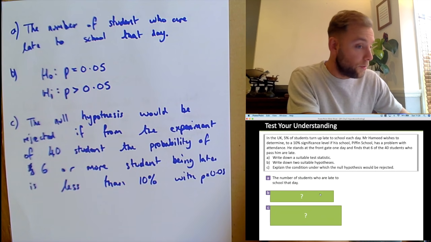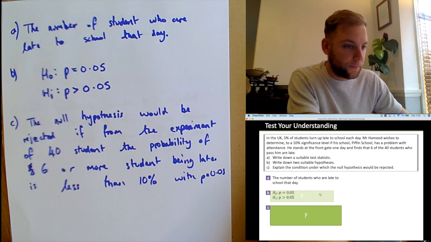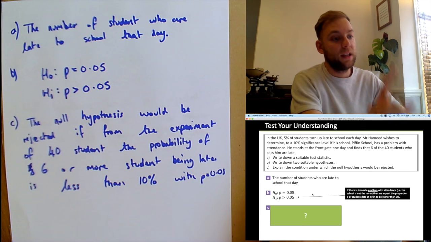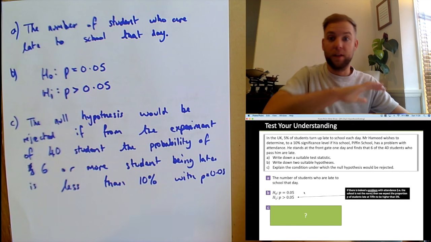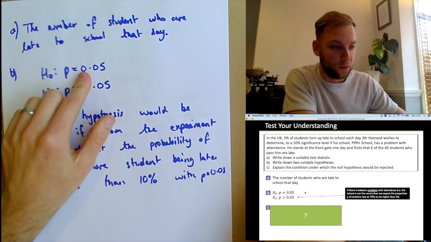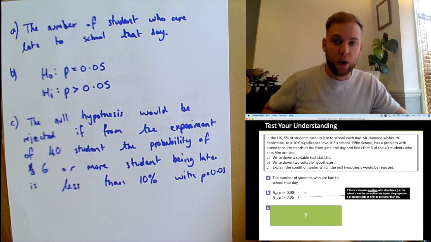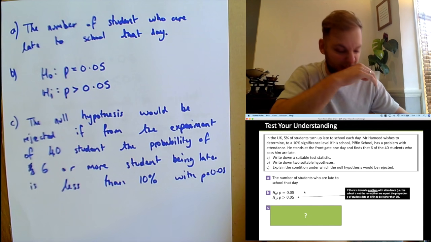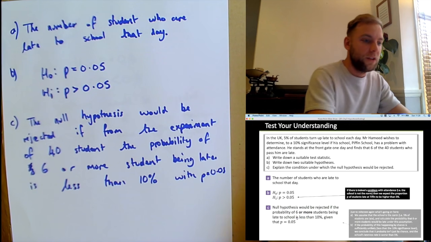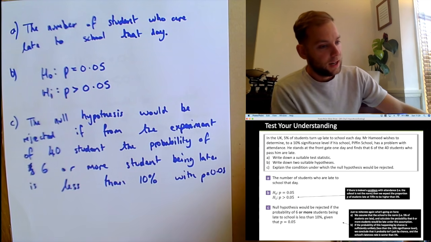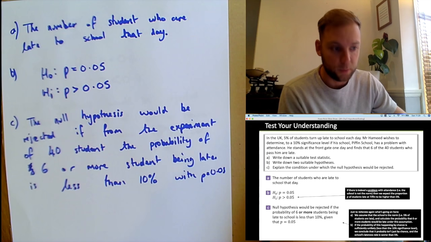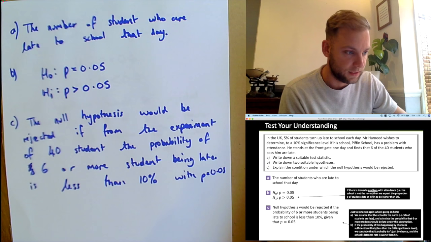So the number of students who are late to this school that day, that's what we said. Our hypotheses is that the probability that a student in the population is late is 0.05. And if there is a problem, we know that the probability is going to be greater than that in the school, that's fine. And the null hypothesis would be rejected if the probability of 6 or more students being late to school is less than 10%, given a probability of 0.05 in this case.